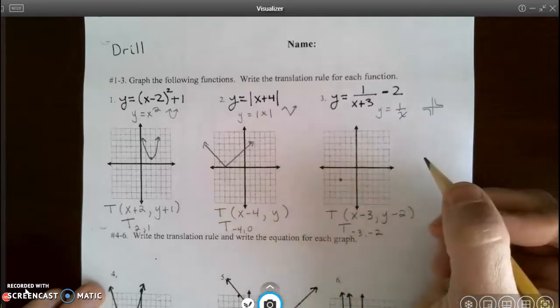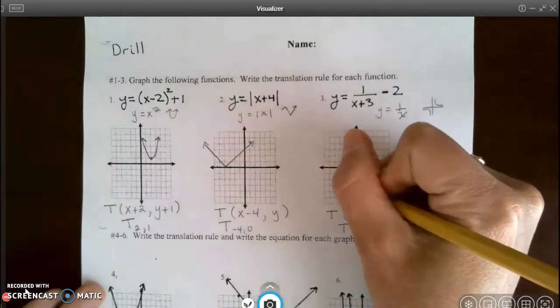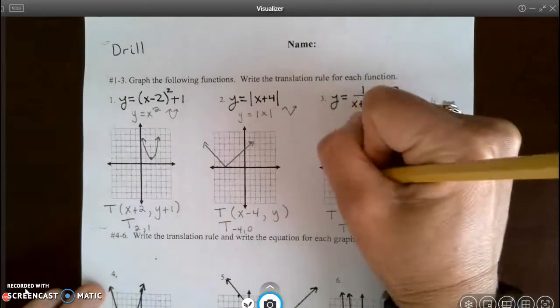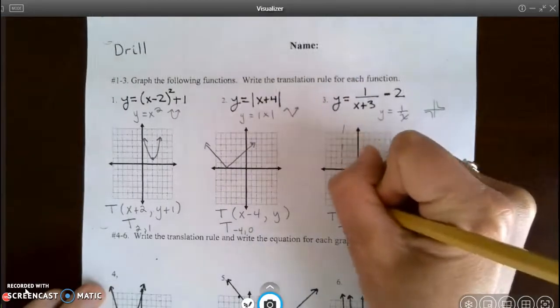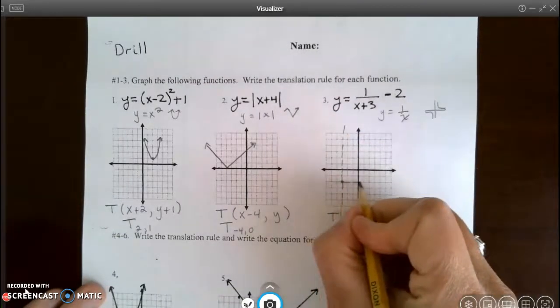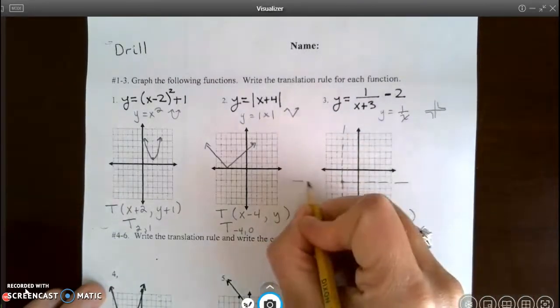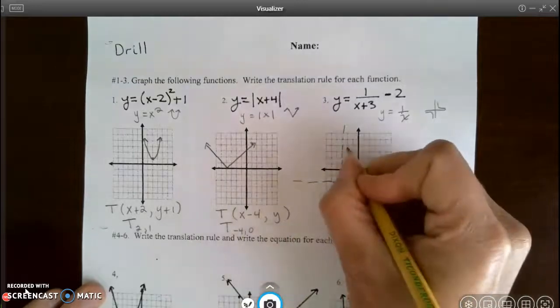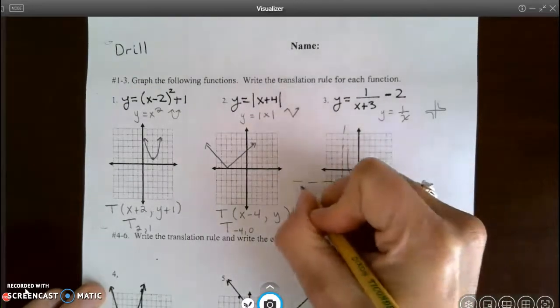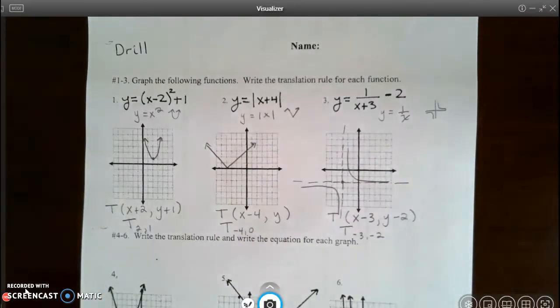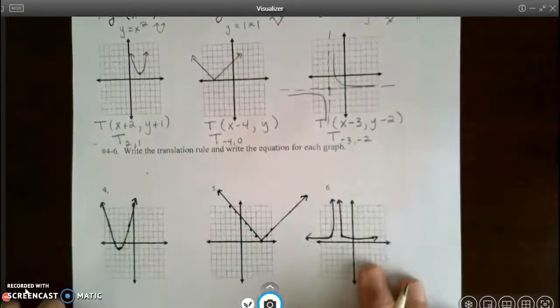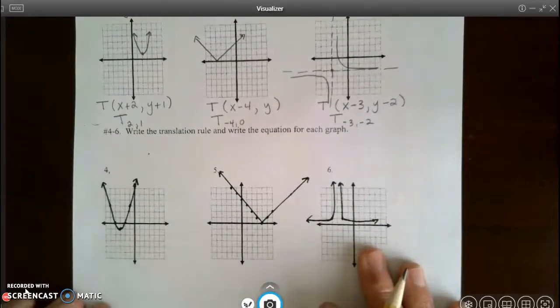That is going to provide me my new center where my asymptotes are going to go through. So I'm actually going to sketch my asymptotes there. That's the new place where my asymptotes are, and then I draw my curve so that it looks like my parent function.